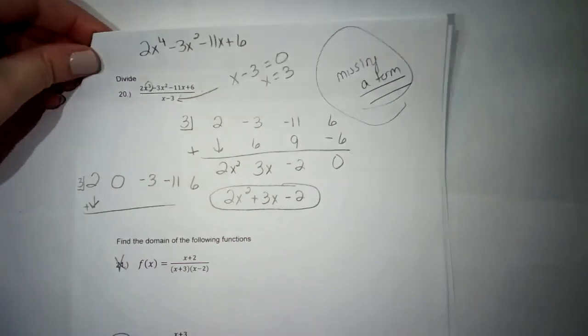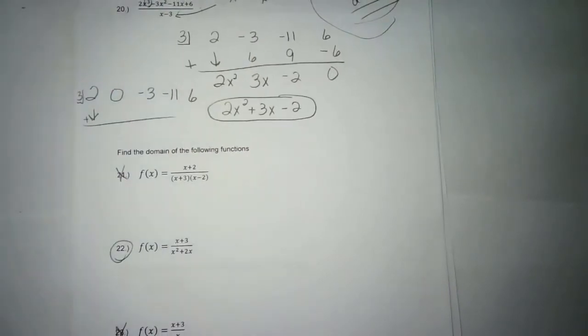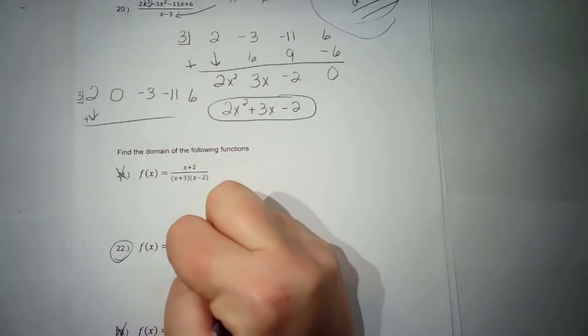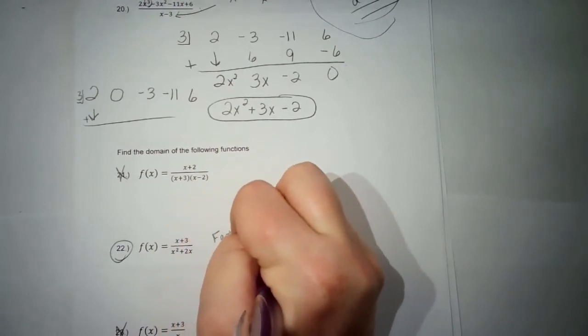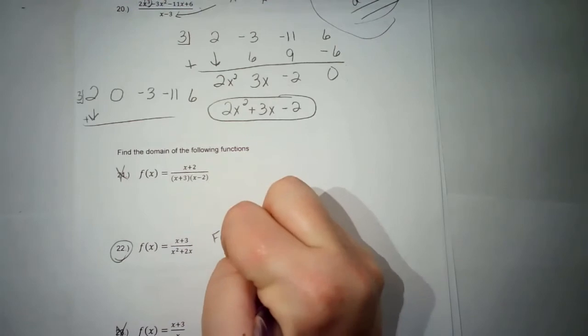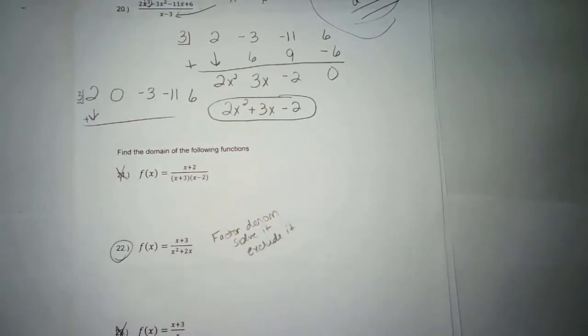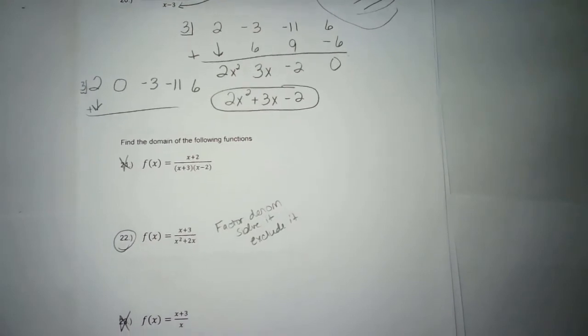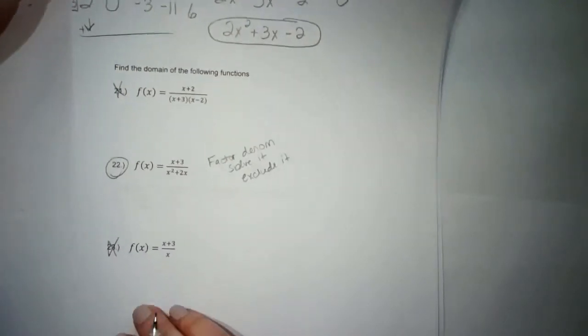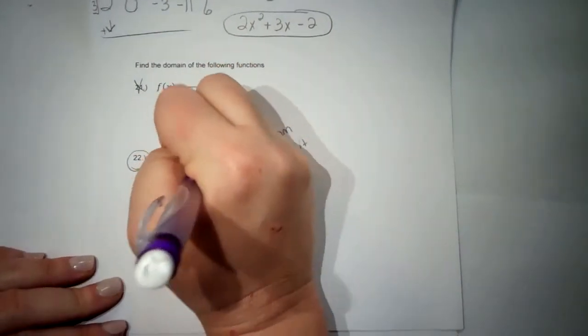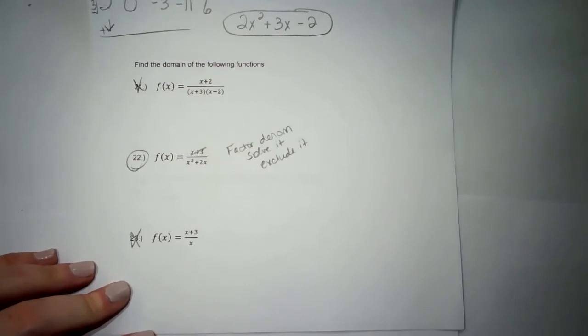All right, let's talk about domain. The domain questions never go away. The only domain question you're going to have looks like number 22. So remember, for a domain question, you're going to factor the denominator, solve it, and then exclude it. You don't want it. You want to leave it out. That's what you're going to do. Okay, so here we go. I don't care about the top. I'm only looking at the bottom.